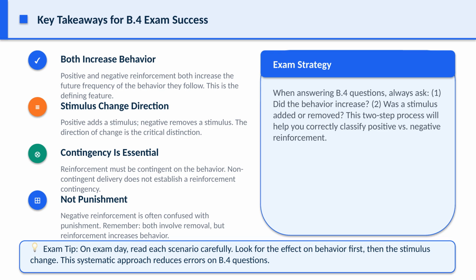Also, do not confuse negative reinforcement with punishment. Both involve removal, but reinforcement always increases behavior, while punishment decreases it. Finally, function over form. A stimulus is only a reinforcer if it actually strengthens behavior for that individual. On the exam, you'll be asked to identify whether a scenario describes positive or negative reinforcement based on the direction of stimulus change and the resulting behavior increase. Master these distinctions, and you will confidently answer any B.4 item.